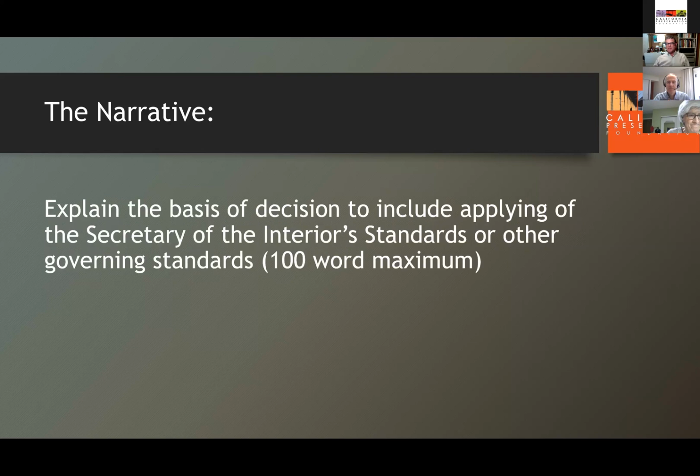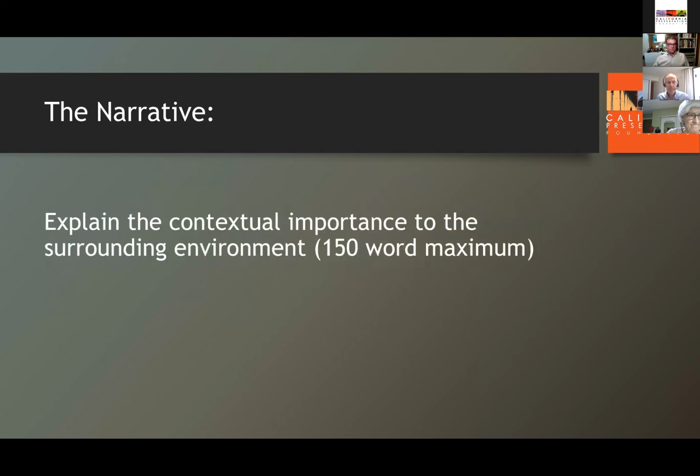So explain the basis of decision to include applying of the Secretary of Interior standards. So all of the projects will be reviewed according to the Secretary of Interior standards, but generally speaking, for teams, there's usually one or two standards that they're applying to the project. So it's just important to state those to give the jury some context to what they're looking at.